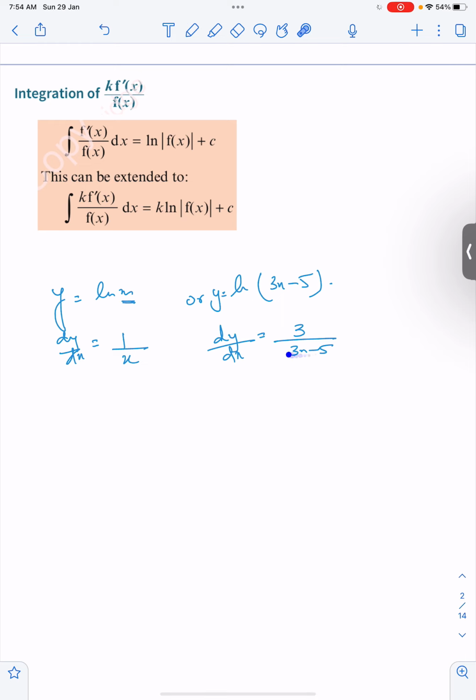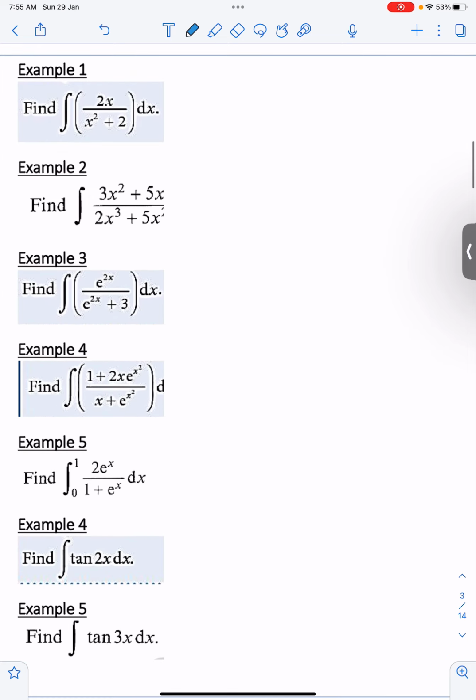Now likewise, whenever you see that the denominator is there and the derivative of the denominator is found in the numerator, we know that the derivative of 3x is 3 and the derivative of a constant is 0. You recognize this. You can write the integral of this as ln 3x minus 5 plus c. Okay, let's take a few examples.